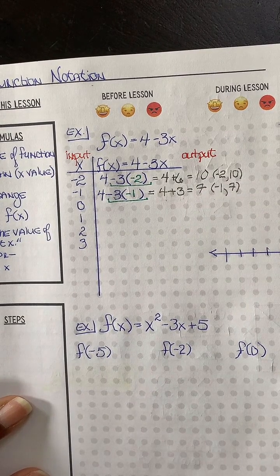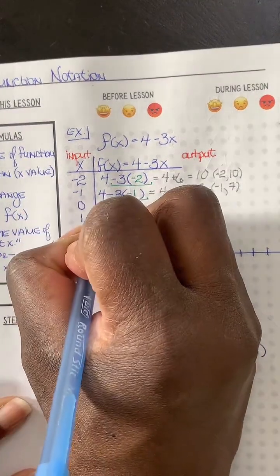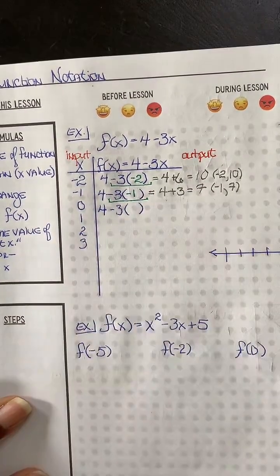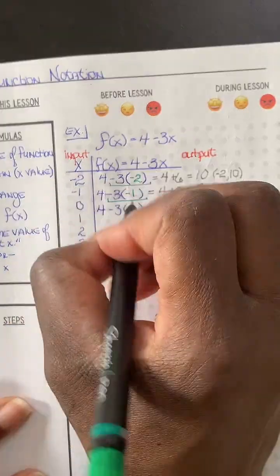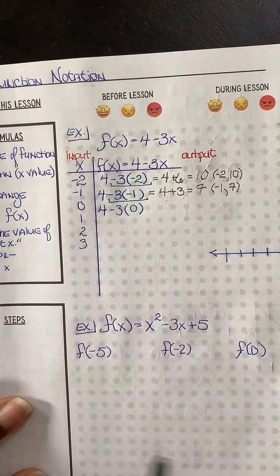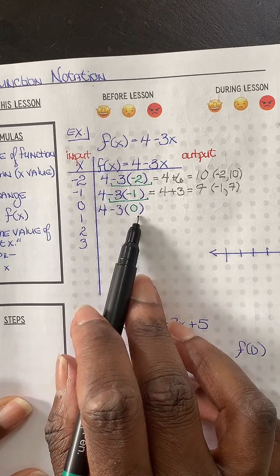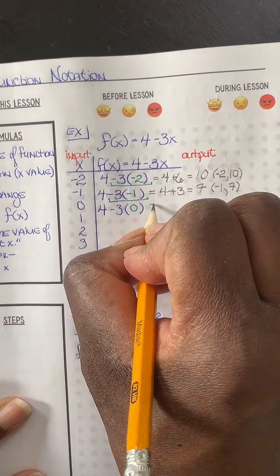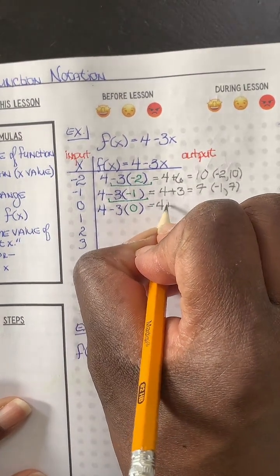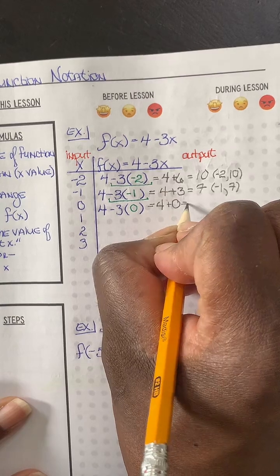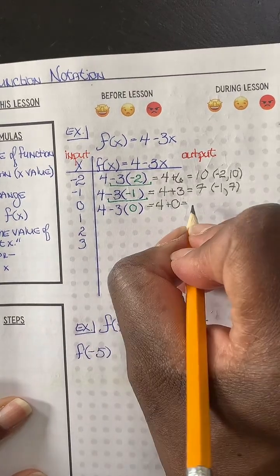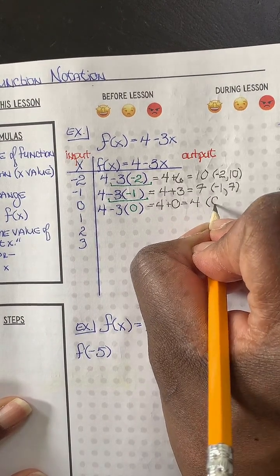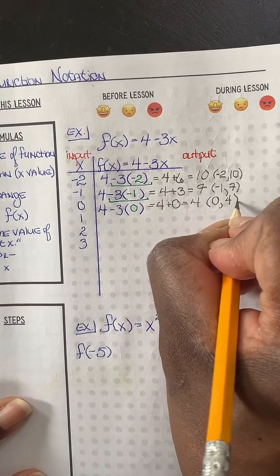So now if I plug in a 0, so we got 4 minus 3, and instead of the x, we're plugging in a 0. So -3 times 0 will give me 0. So this is actually telling me I have 4 plus 0. And 4 plus 0 is 4. So the ordered pair is going to be 0, 4.